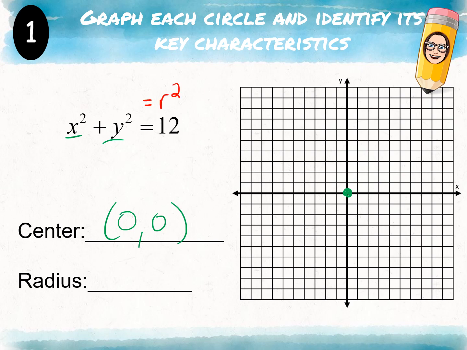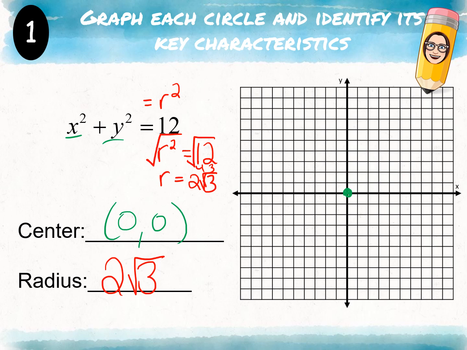Well, my answer says 12, so I have a little bit of work to do here. I need to say that r squared equals 12. In order to solve, I have to square root both sides. And square root of 12 breaks down into 4 and 3, therefore 2 square roots of 3. If you need more support with reducing radicals, make sure to check out that lesson video. My radius is 2 square root of 3.